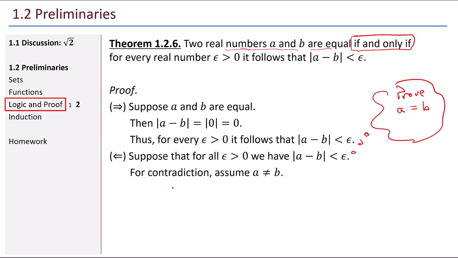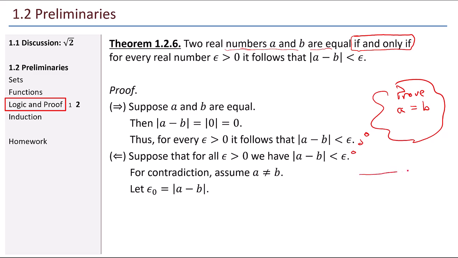So we'll proceed by contradiction. Let's assume that A is not equal to B and just see what happens. Well, if A is not B, I can let epsilon naught, epsilon sub 0, be the absolute value of A minus B.